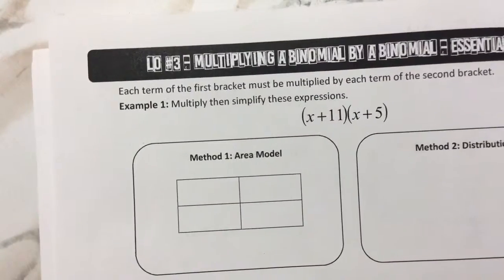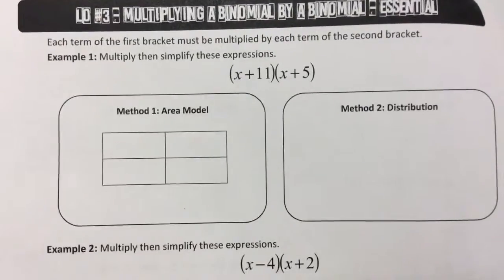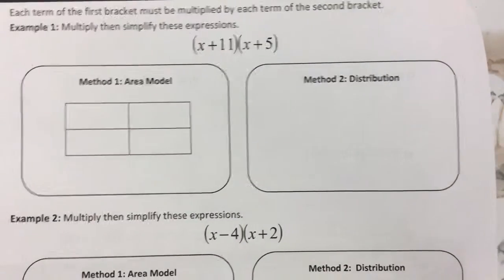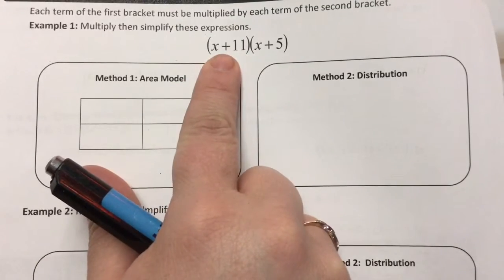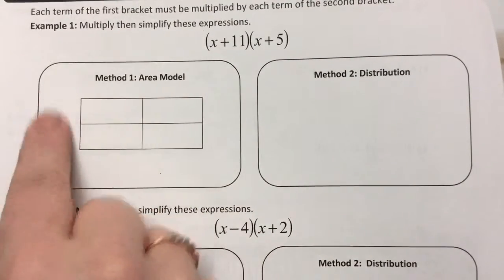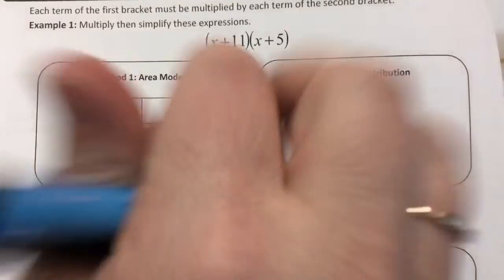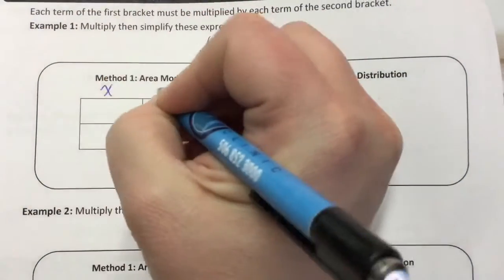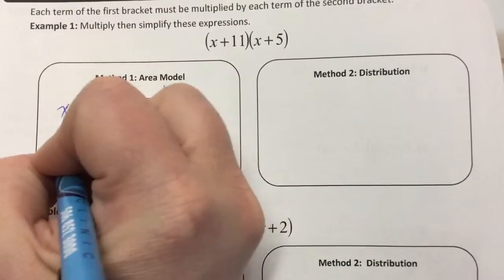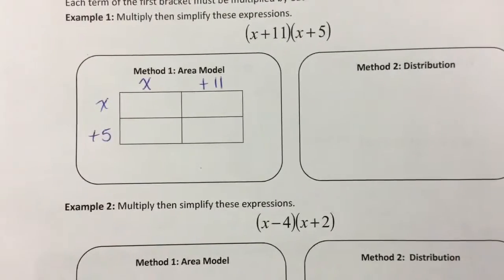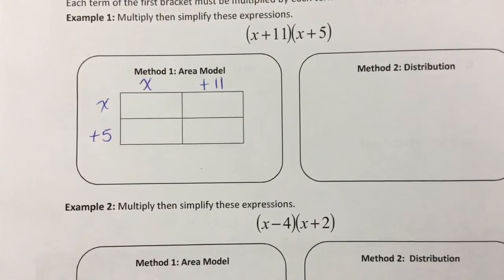So now if we move on to the next section, when we're multiplying a binomial by a binomial, there are 2 different ways that you can do it. You can do it with the area model, where you separate your binomials, one on top and one on the side. So the x plus 11 would look like this: x and then plus 11, and then x plus 5 on this side. And then you just multiply the box.